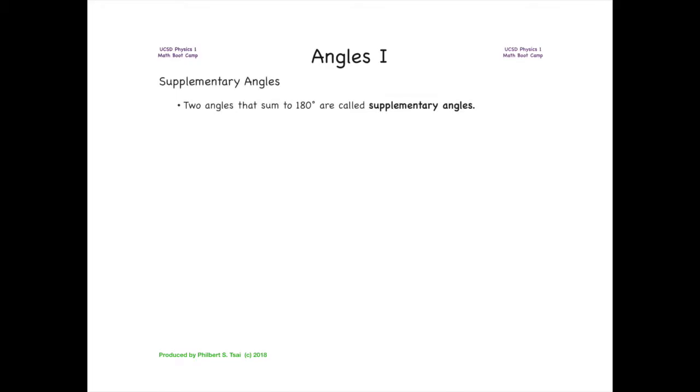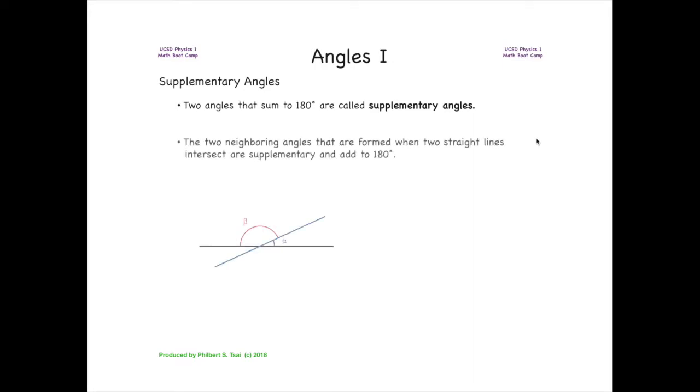The next geometry that we'll look at is the geometry of having supplementary angles. Two angles that sum to 180 degrees are called supplementary angles. One way we see this is that the two neighboring angles that are formed when two straight lines intersect are supplementary and add to 180 degrees. In this case, the angle labeled alpha and the angle labeled beta formed with the crossing of these two straight lines sum to 180 degrees.